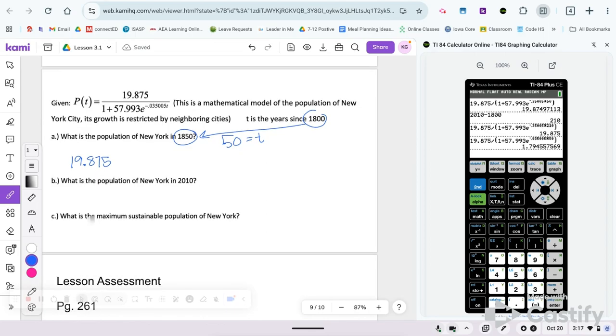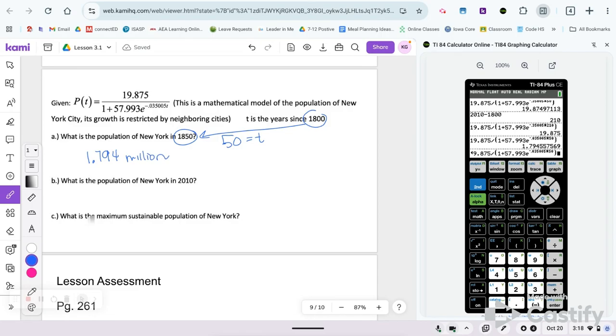Okay, just took a minute and I figured out I forgot the 0 in that exponent in front of the 3, 5. So this one was wrong. What was the population of New York in 1850? When I typed in the right exponent, I have 1.794. And I didn't write this down, but I'm guessing this is probably million.